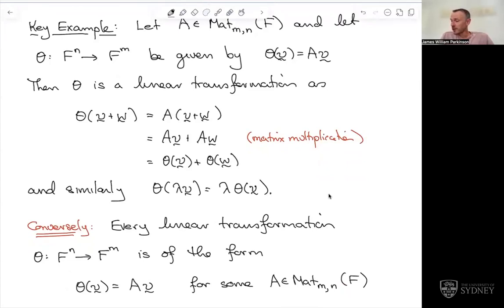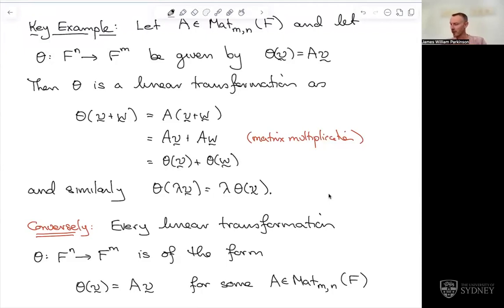But conversely, the point is every linear transformation from F^n to F^m is of this form, just matrix multiplication. So what we're saying in this bottom line here is actually that the class of linear transformations from the vector space F^n to F^m is really just the same as m by n matrices.